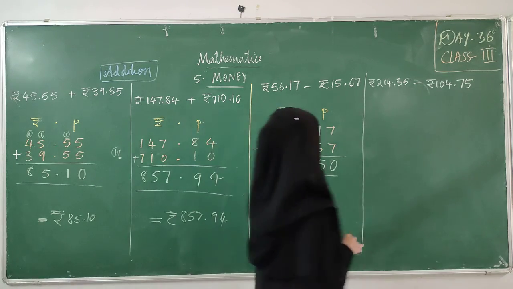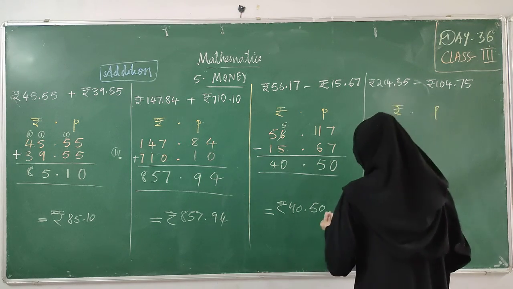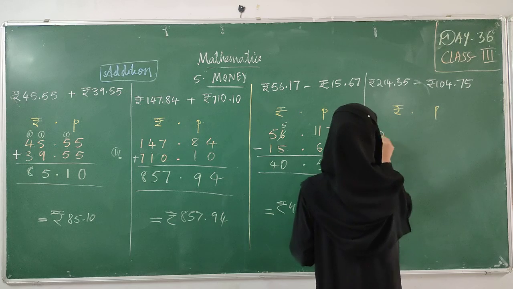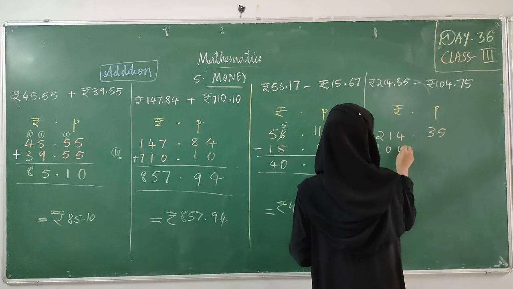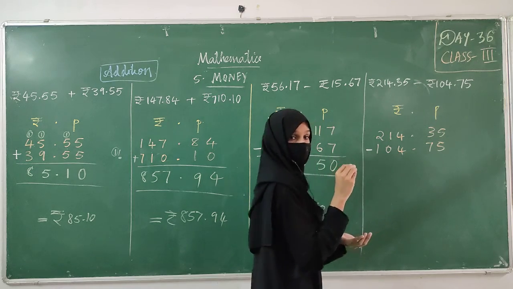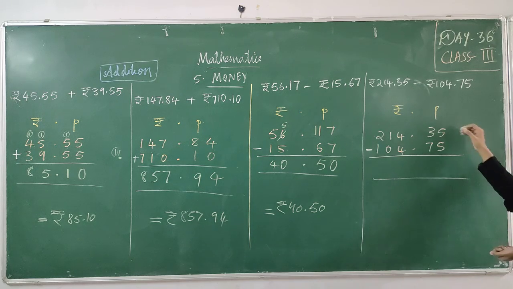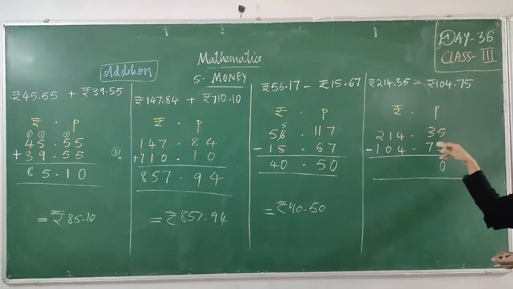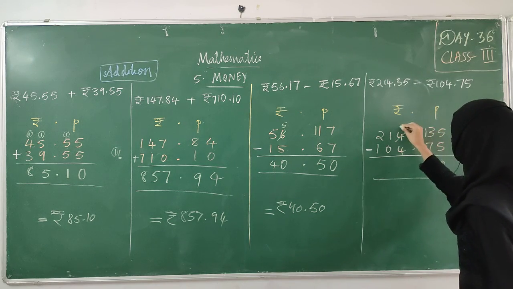Now that side. Same only, just a 3-digit number I took. No change. 214 point, below the point 35, then 104 below, point, then paisa. Subtraction sign. I hope you can see. Let's do the subtraction. 5 minus 5, 0. 3 minus 7. Take out 3 fingers. Can you subtract 7? No, because 3 is a smaller number, 7 is a bigger number. So what will you do? You will borrow again. This 4 will give 1 and 4 will become 3.